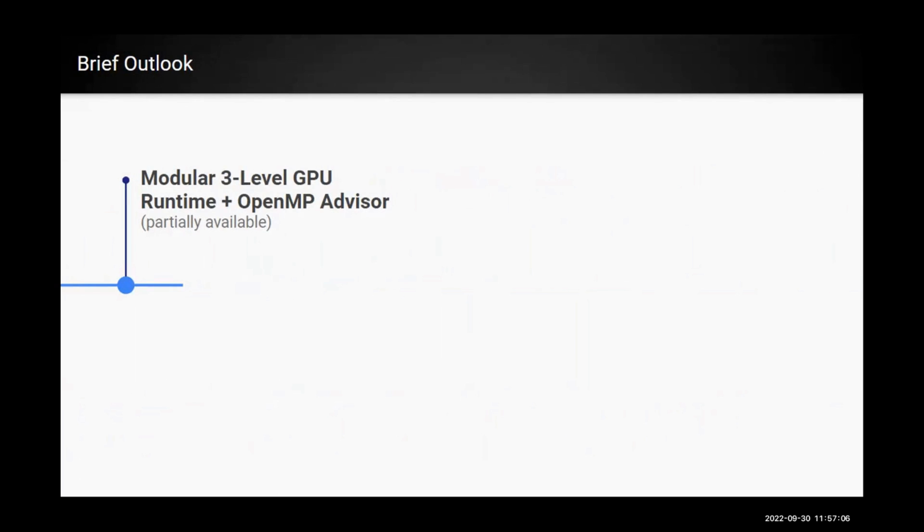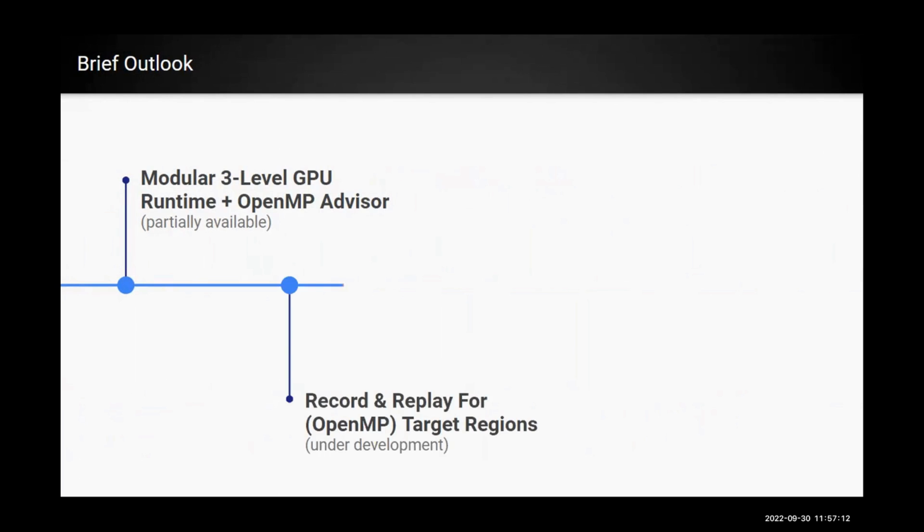You will get an advisor tool that will help you make those decisions and find the right values. Record and replay, I'm really looking forward to that. You run your application and you get basically an executable out of it where you can re-execute every kernel launch in isolation without having to rerun your entire application. You can run just the last kernel execution, for example.